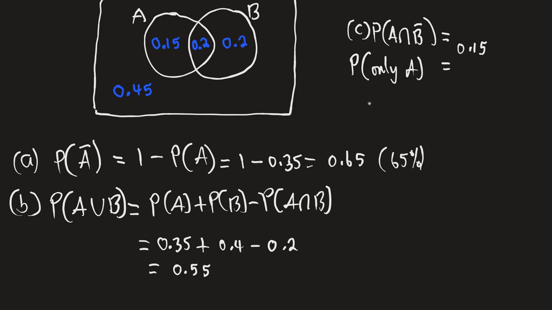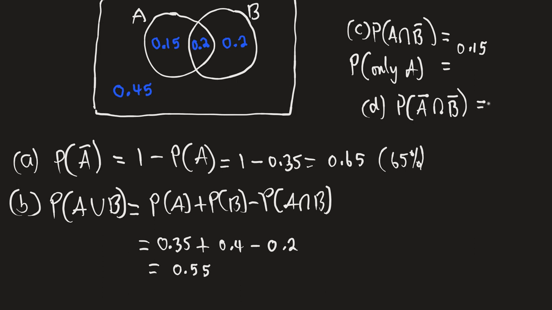Let's see if we can squeeze another one in there. Part D. What is the probability of A complement intersect B complement? So in words, remember what this is: not A and not B. So that means you'd have to be outside of both circles, and that's where the 0.45 comes in.